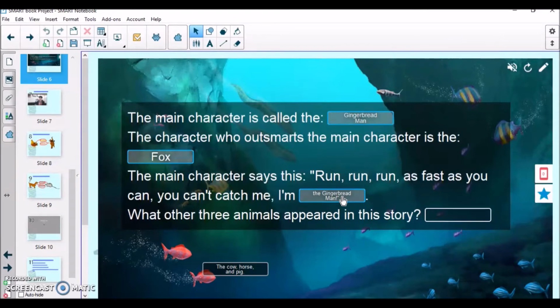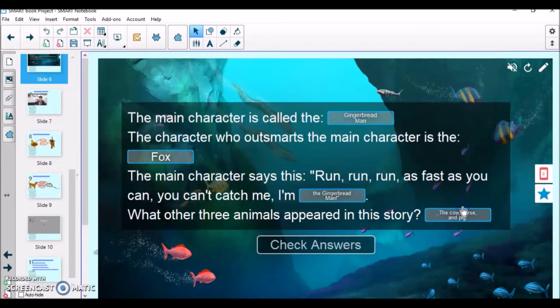Okay. What other three animals appear in this story? Julia. Okay, you say this one. Okay, does anybody want to change any of these answers before we submit them? You think those right? Okay, let's see. And yes, you were all right. Great job, class. Now let's move on to the next part.